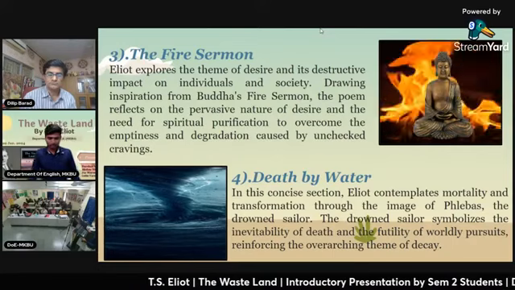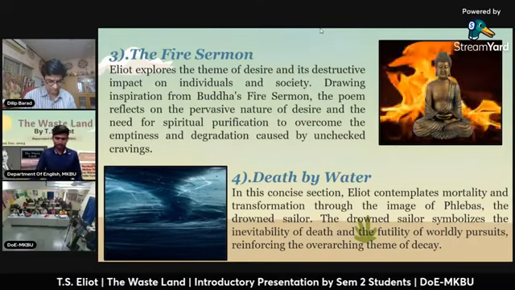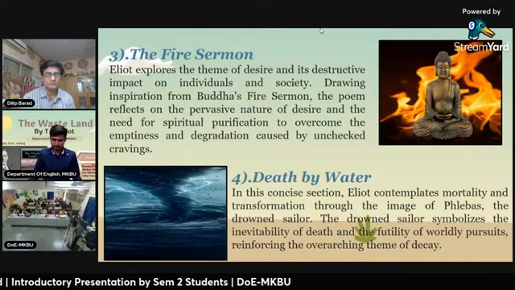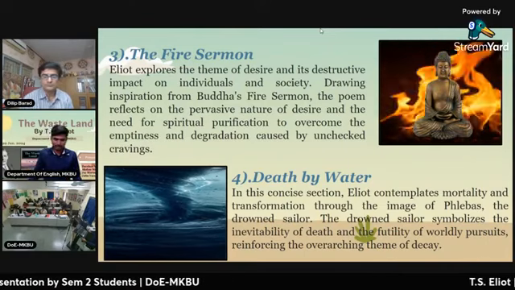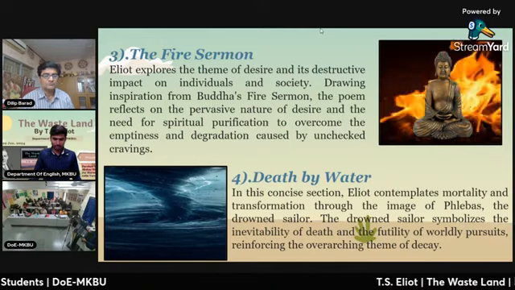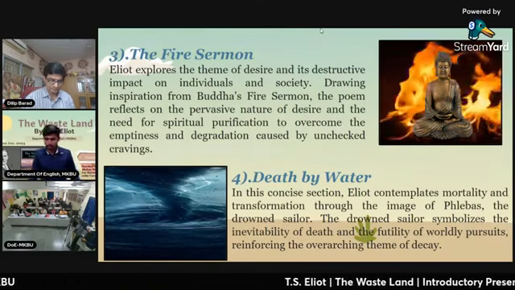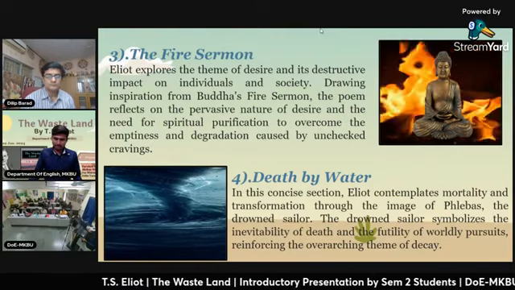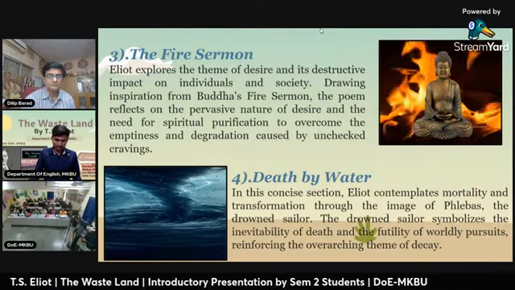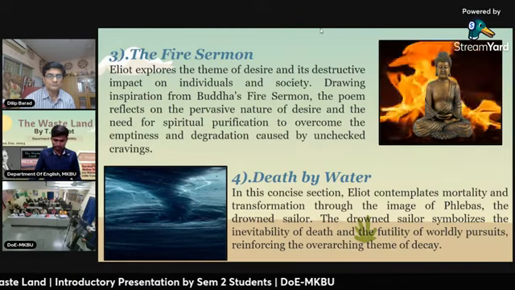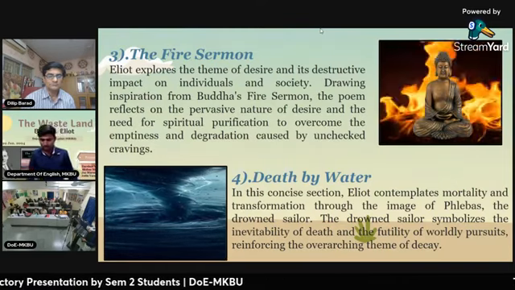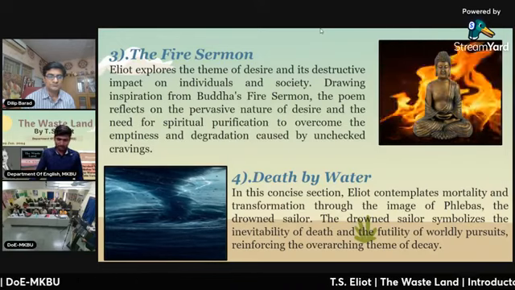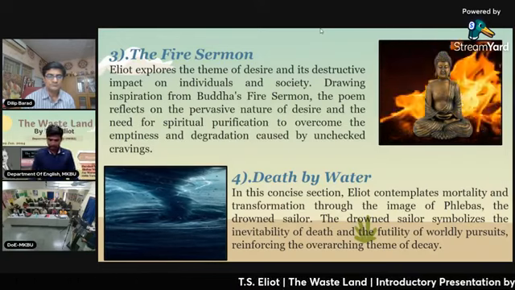unchecked cravings. The fourth part is Death by Water. In this section, Eliot completes the morality and transformation through the image of Phlebas, the drowned sailor. The drowned sailor symbolizes the inevitability of death and the futility of worldly pursuit, reinforcing the overarching theme of decay.